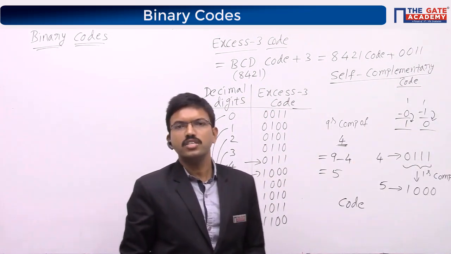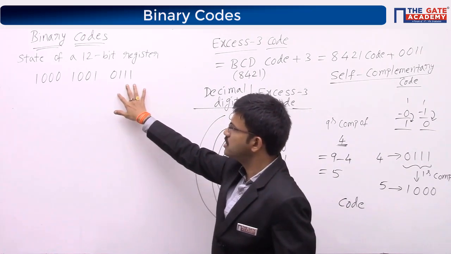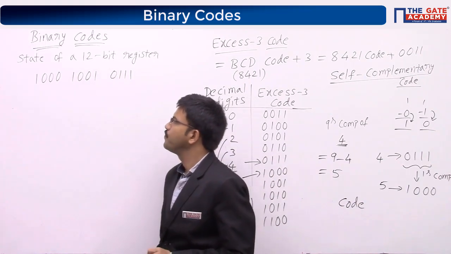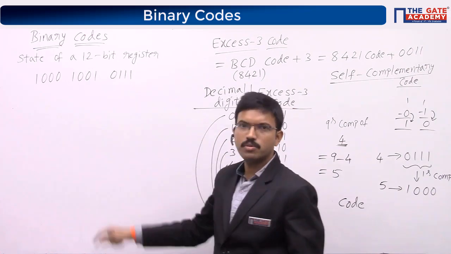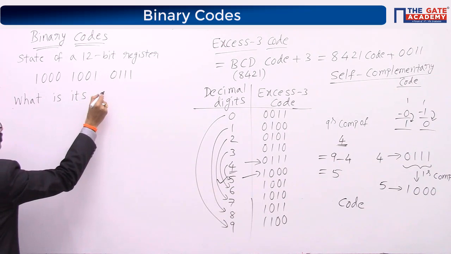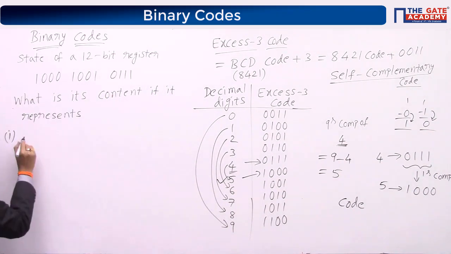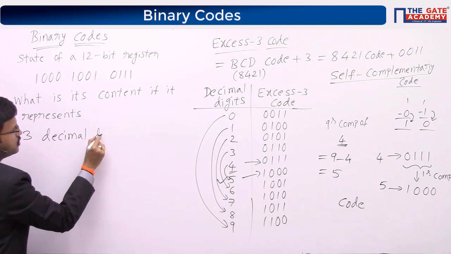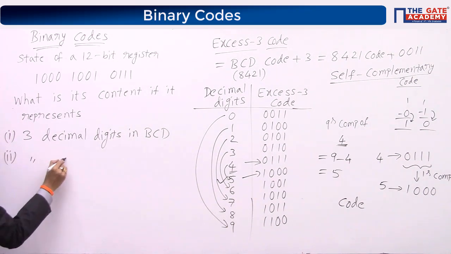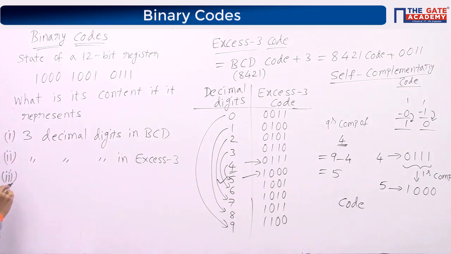So write down the question. The state of a 12-bit register is 1000, 1001, 0111. What is its content? If it represents: case 1, 3 decimal digits in BCD. Case 2, 3 decimal digits in XS3. Case 3, a binary number.